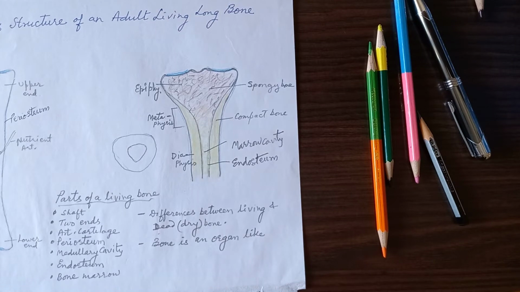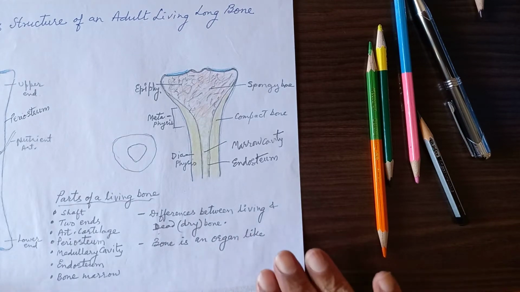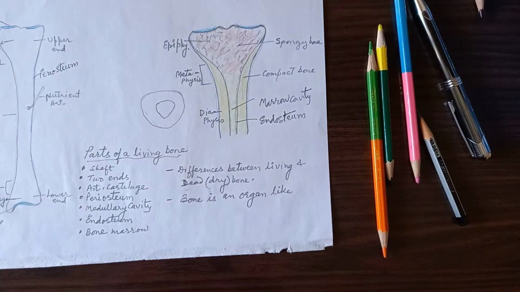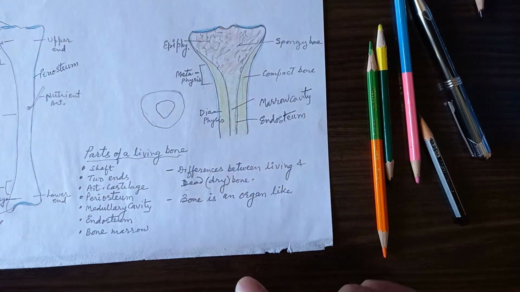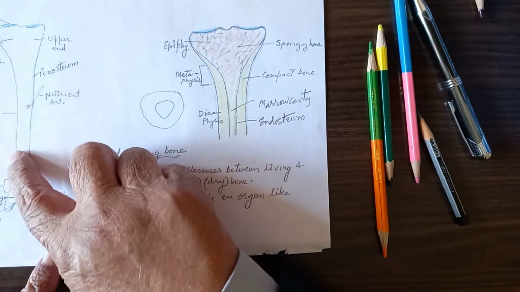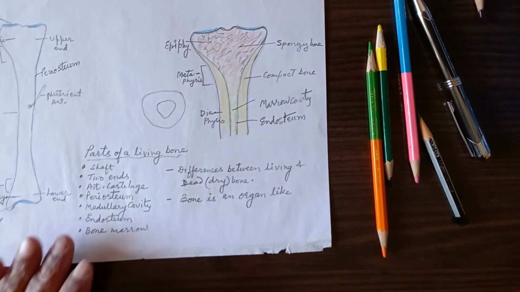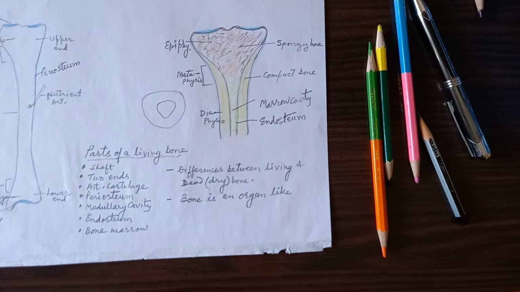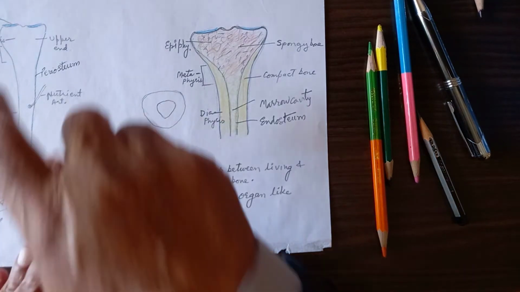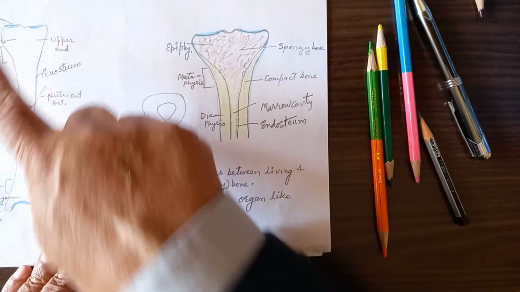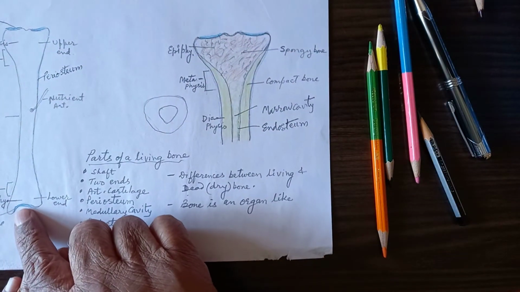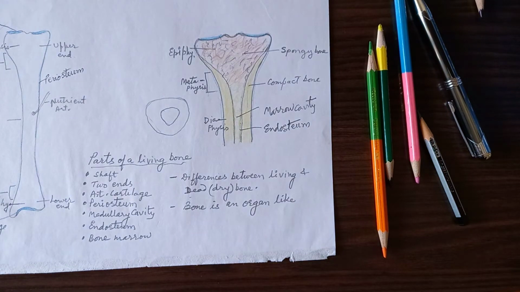Now let us revise the parts of a living long bone. It consists of a shaft or body, which is placed between the two expanded structures called the ends. The ends are covered by articular cartilage for formation of the joint, and this articular cartilage is hyaline in nature.